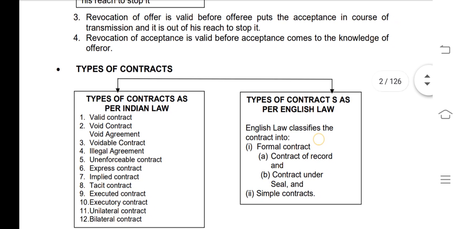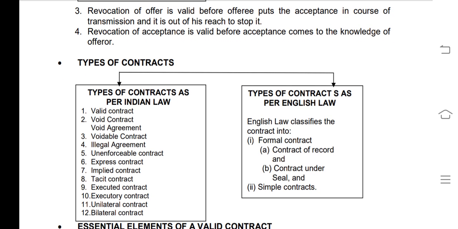Revocation of an offer is valid before the offeree puts the acceptance in the course of transmission, out of his reach to stop it. Revocation of acceptance is valid before the acceptance comes to the knowledge of the offerer. That is, an acceptance can be revoked only before it comes to the knowledge of the offerer. If you want to revoke the acceptance, the duty is to revoke it before the acceptance letter has come to the knowledge of the offerer.